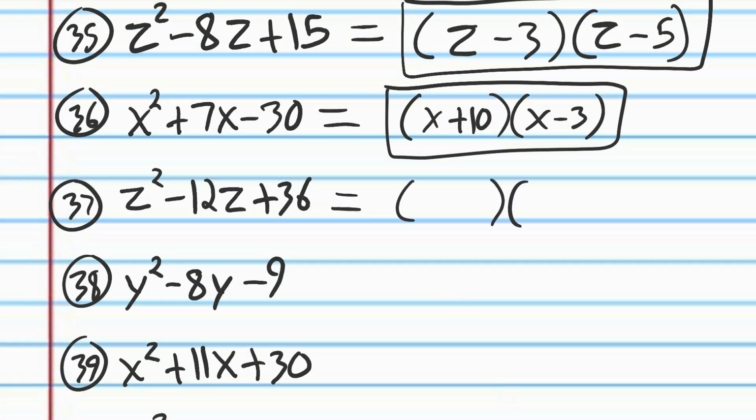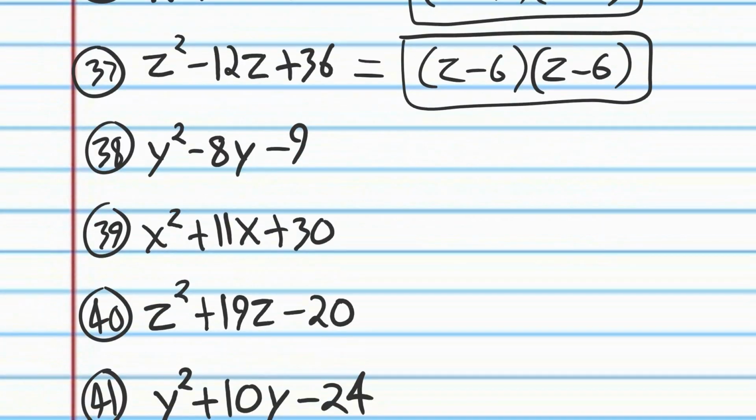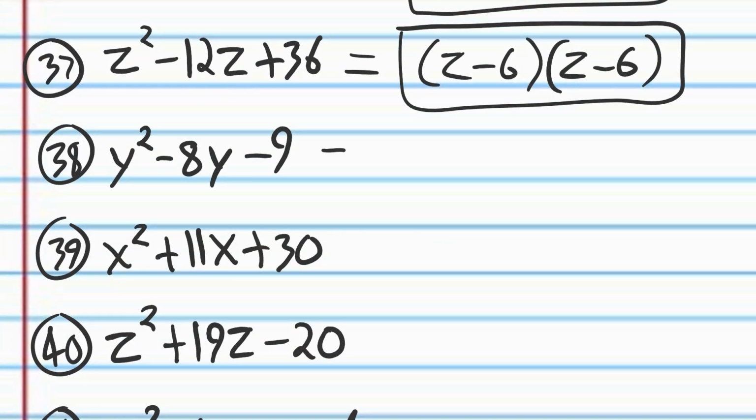All right, we're back. We're going to have the same factors, z minus 6 times z minus 6. So if you got that answer, good job. Try 38, and when you come back, we'll do it together.